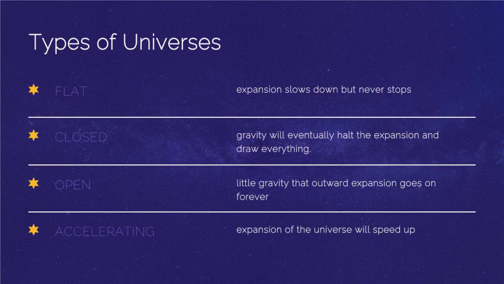We also have different types of universe, and these include the following. 1 is the flat universe. This type of universe expands slowly but never stops expanding. 2 is the closed universe. This means that gravity will eventually halt the expansion and draw everything back. 3rd is the open universe. This type of universe has little gravity and expands forever outward. And lastly, we have the accelerating universe, which shows us the universe will speed up and expand exponentially.